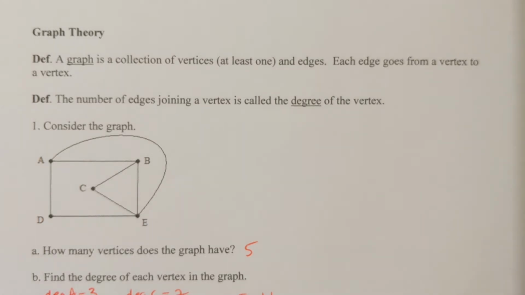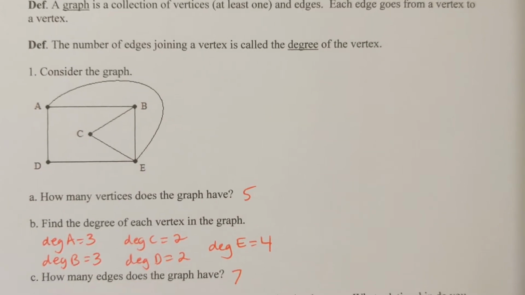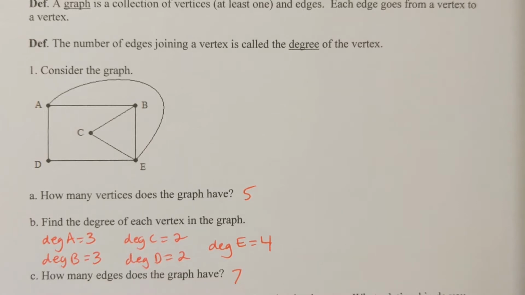A graph is a collection of vertices, at least one, and edges. Each edge goes from a vertex to a vertex. Another definition, the number of edges joining a vertex is called the degree of the vertex. Okay. Problem 1, consider the graph.